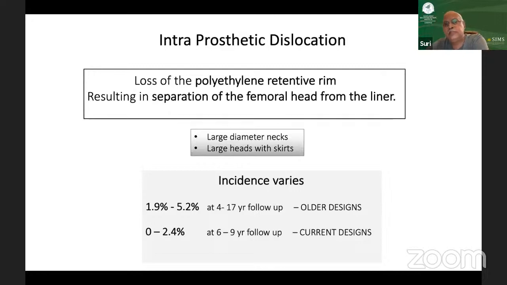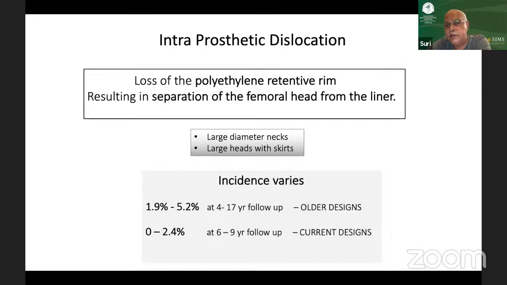This is one point which is still probably being discussed and debated, the intraprosthetic dislocation. What is intraprosthetic dislocation? Basically, it is loss of the polyethylene retentive rim. When you're press fitting inside, there is a retentive polyethylene, because it is a hemisphere sort of poly, which is supporting the head that is inside beyond the equator. If the peripheral margin is gone, then the head is free to sublux out.